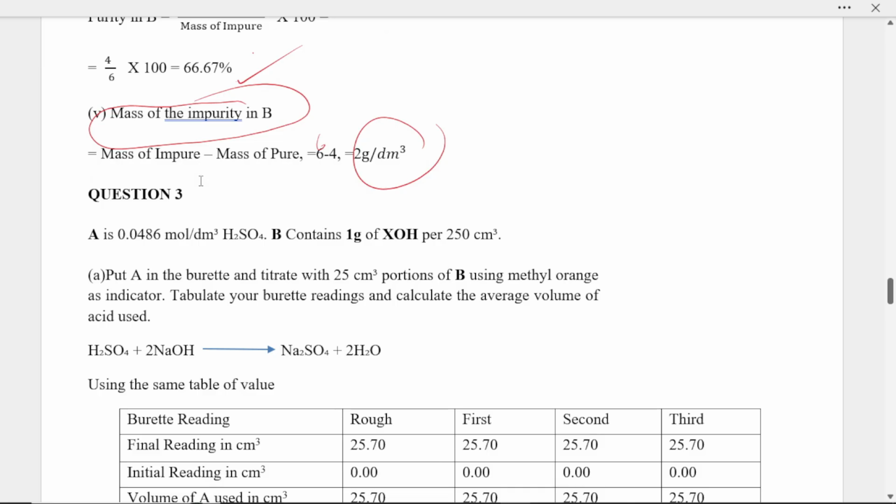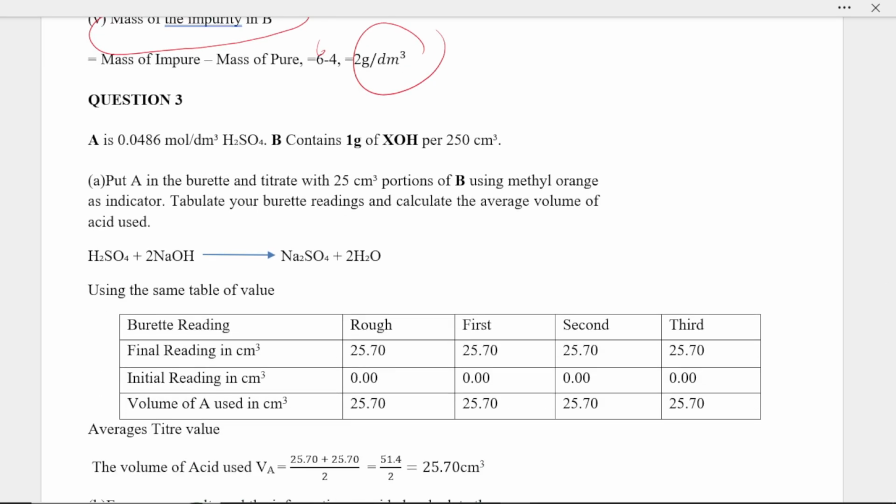Please, let's look at question number 3. Question number 3 says A is 0.04856 mole per dm³ of H2SO4. B is 1 gram of XOH per 250 cm³. When you see a question like this, you discover that with this X, they will ask you to look for this X.